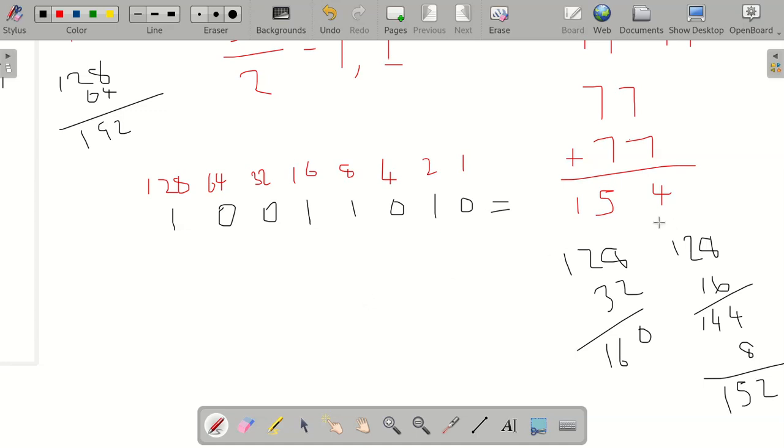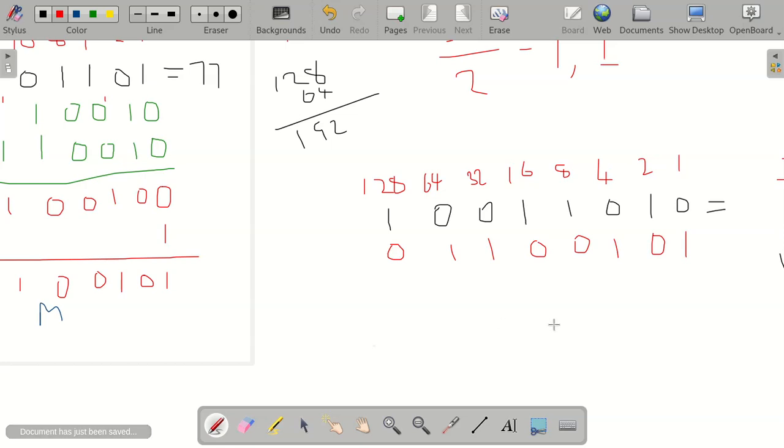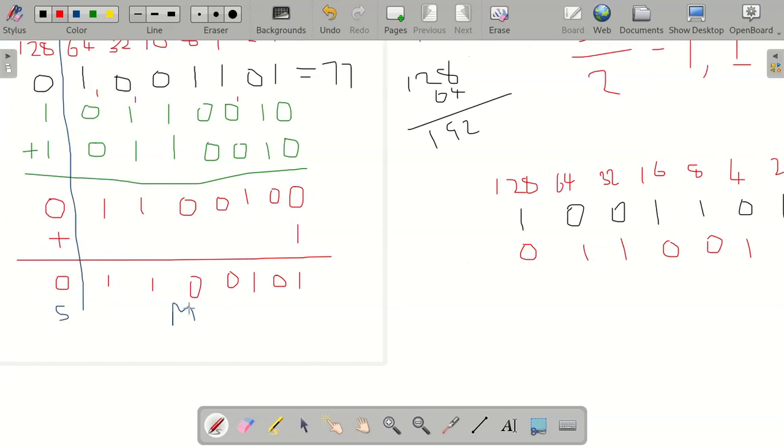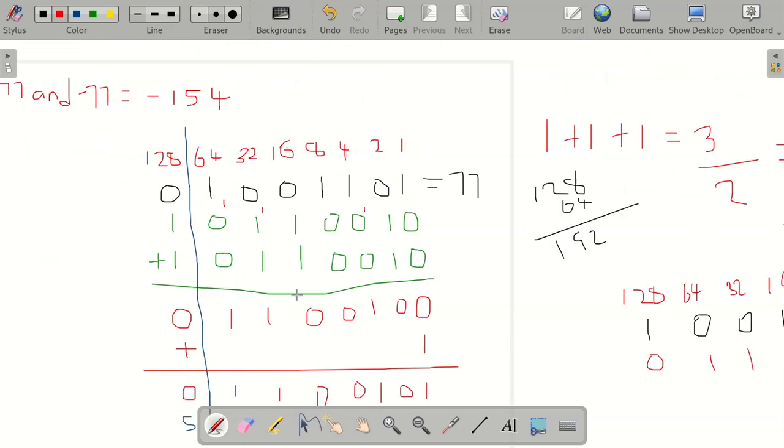Now remember, it's negative 154 in 1's complement. So we flip these numbers. So this will become 0, 1, 1, 0, 0, 1, 0, 1. So we can verify our answer. So we can see we have 1, 0, 1, 0, 0, 1. So this is 1, 0, 1, 0, 0, 1. Then we have 1, 0 at the far end, which is 1, 0. So we verified that this is correct.